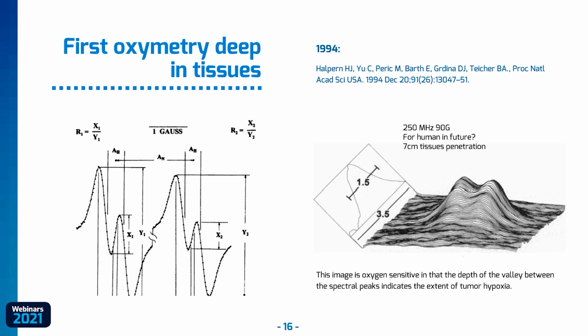The spectrometer's operational frequency was 250 megahertz. Thanks to this, electromagnetic wave penetration increases up to 7 centimeters. With this, deep human tissue became more accessible to EPR measurement.